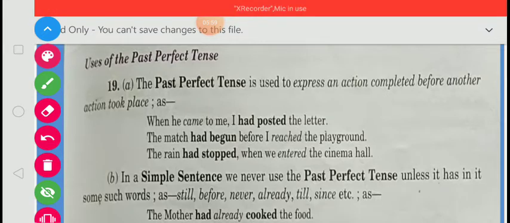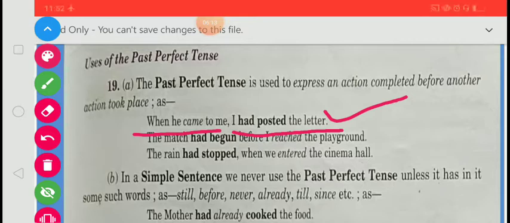Now let us go through these examples. When he came to me, I had posted the letter. So which action took place first? Yes, this one: I had posted the letter. This is the first action, and when he came, this is the second action. Always the action that takes place first is written in past perfect tense, and the action which takes place later is written in simple past tense. So always keep it in mind.